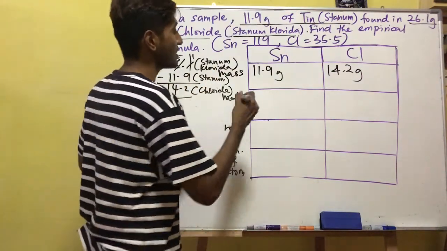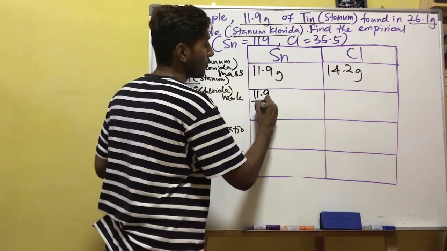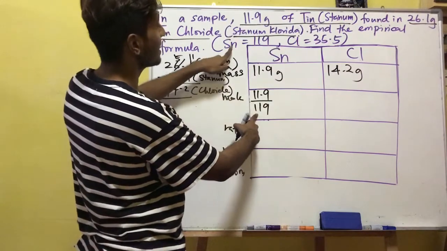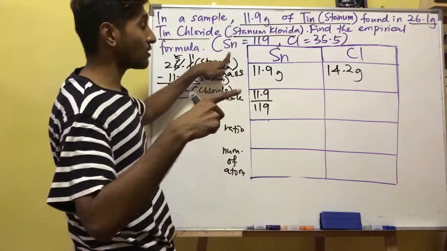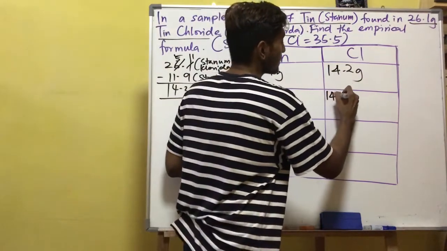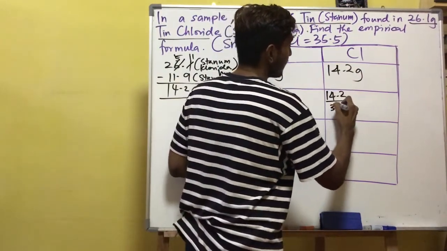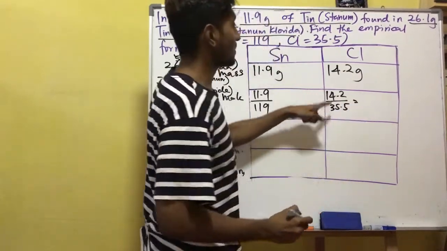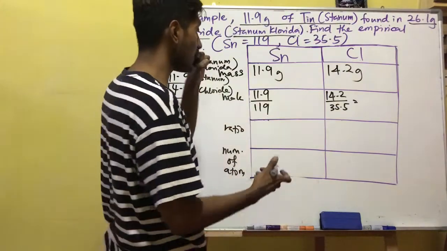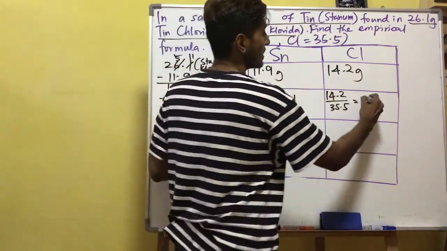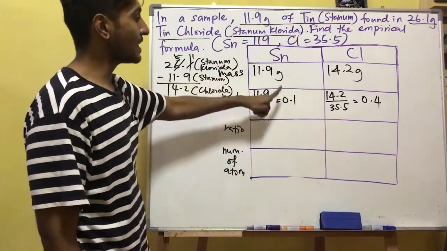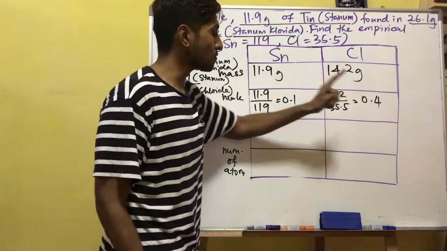Find the mole macam biasa, 11.9 divided by 119. Why is it divided by 119? Because the relative atomic mass ataupun jisim atom relatifnya ialah 119 untuk tin. Dan ini 14.2, we divide by 35.5. Why? Because the relative atomic mass ataupun jisim relatif atomnya ialah 35.5 untuk klorida. Ini kita akan dapat 0.1, ini kita akan dapat 0.4. Okey, jadi mol untuk tin ialah 0.1 dan mol untuk klorida ialah 0.4.